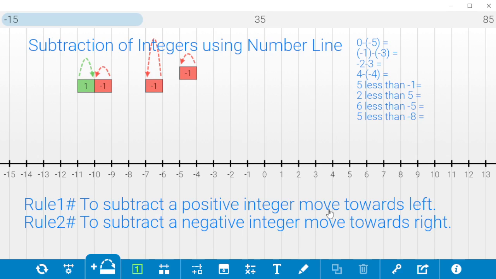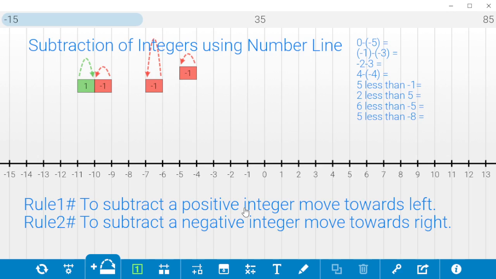You might be wondering why ma'am has just changed the rules. Yes, ma'am has not changed the rules, but the thing is, if you imagine that addition and subtraction are two opposite operations, right? So, their rules will also be opposite. Like in case of addition, if we want to add a positive integer, we were moving towards the right direction only.